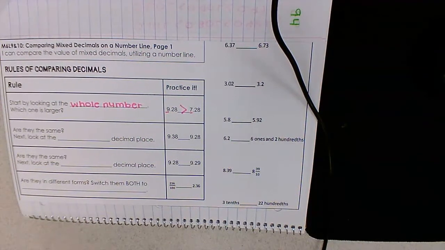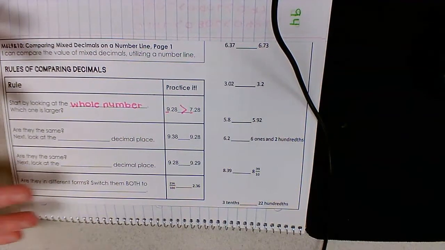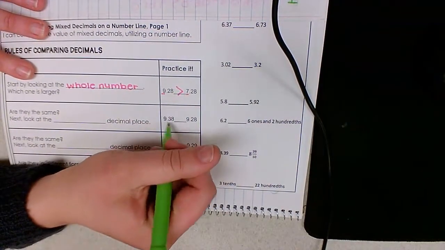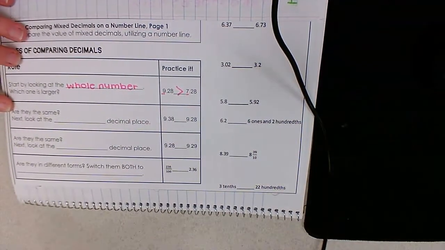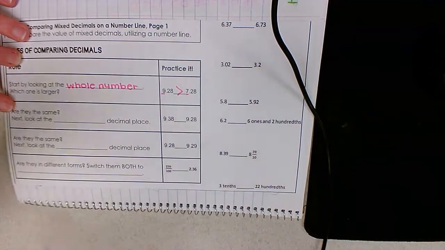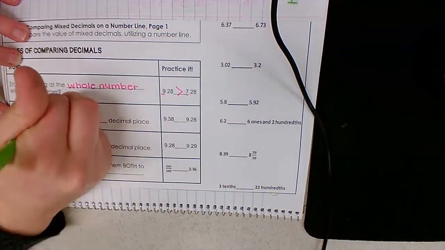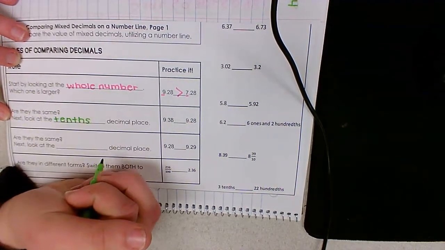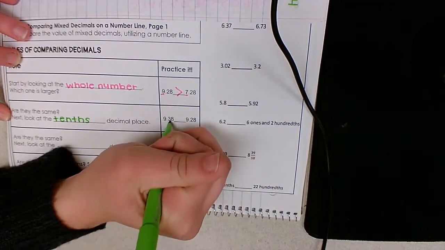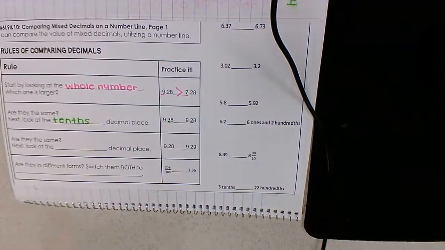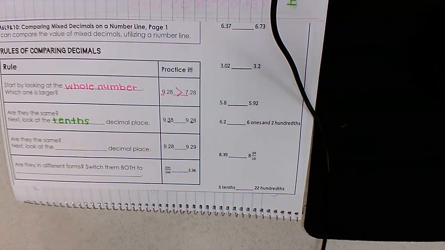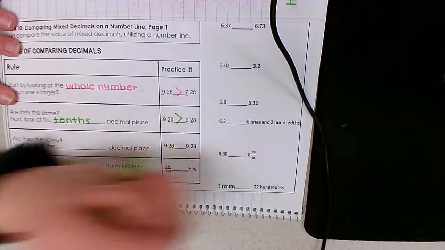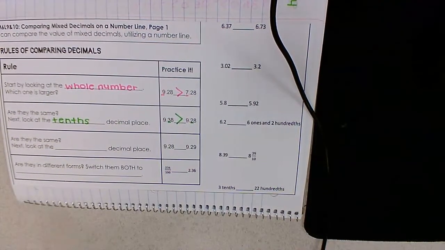So what happens if you run into two mixed decimals where both of the whole numbers are the same? Are they the same? 9 and 9, they are. So next, let's look at the tenths decimal place, the one that goes immediately after the decimal point. 3 is greater than 2, so we're going to point our alligator towards the 38 hundredths versus the 28 hundredths.